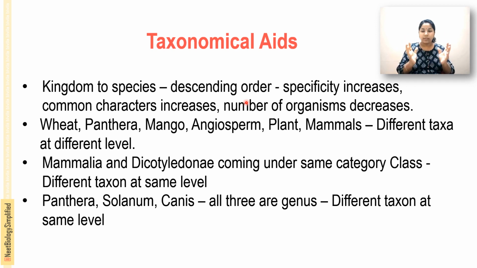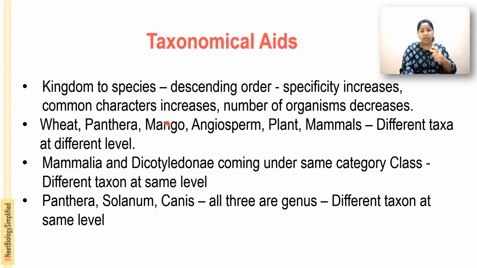bulk of organisms. In the kingdom, you can see a large variety, from animals and plants. Animals come under the kingdom, so it will be a large number of organisms. If we go from species to kingdom level, the number of organisms will be more, but it becomes general.